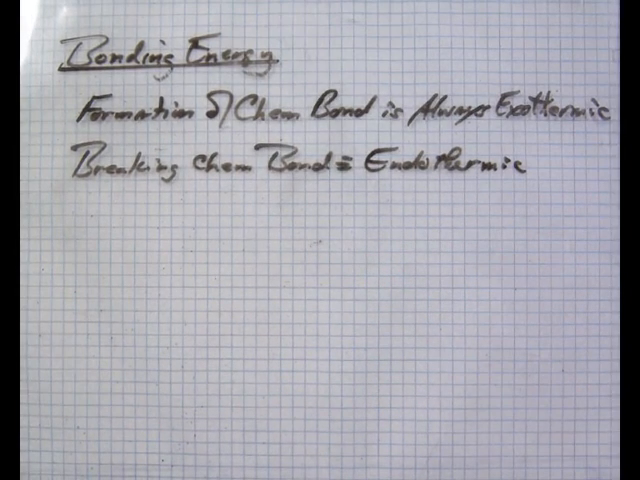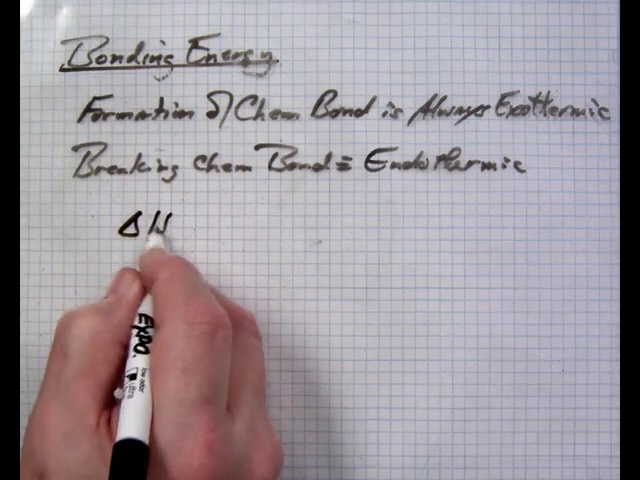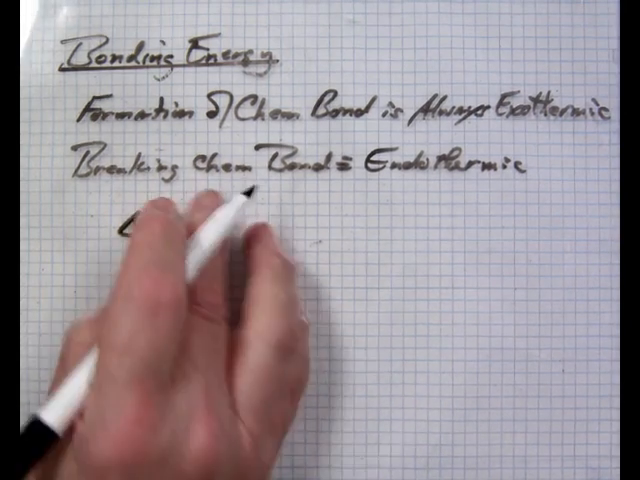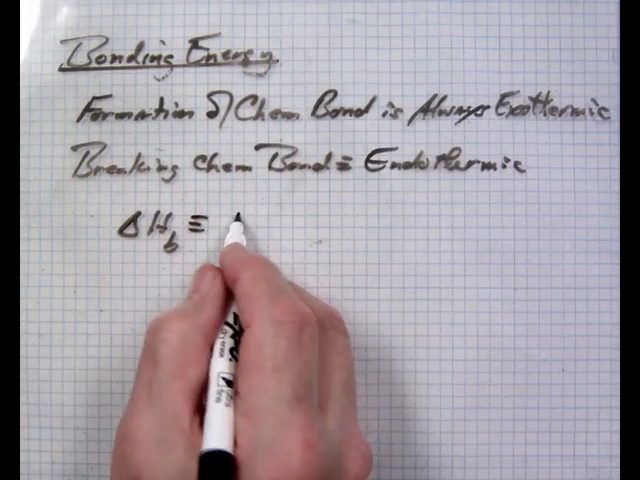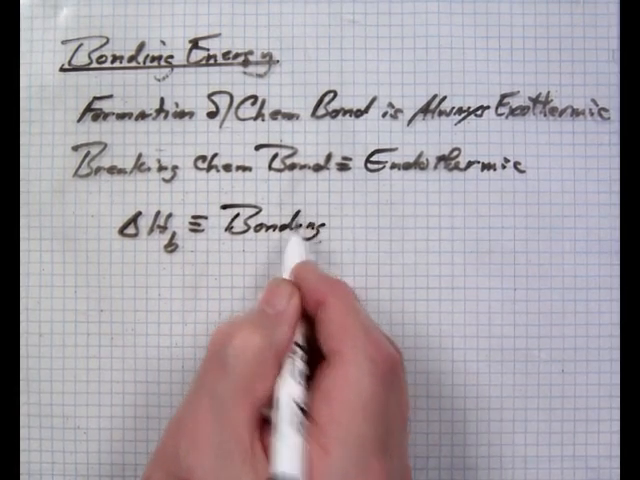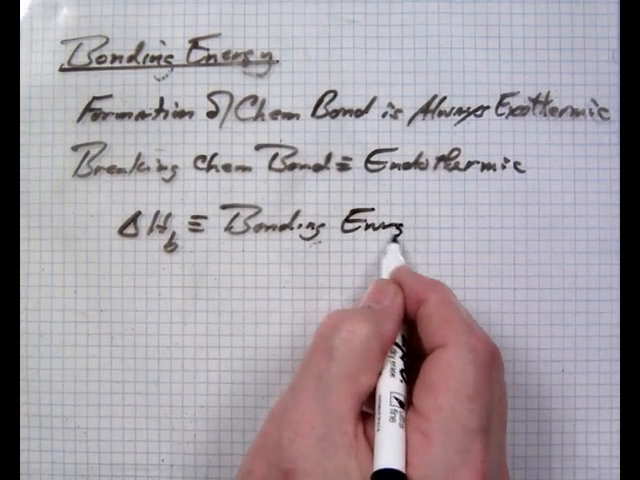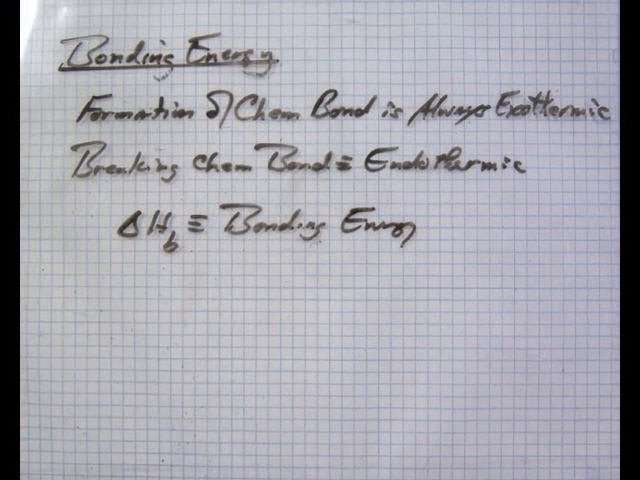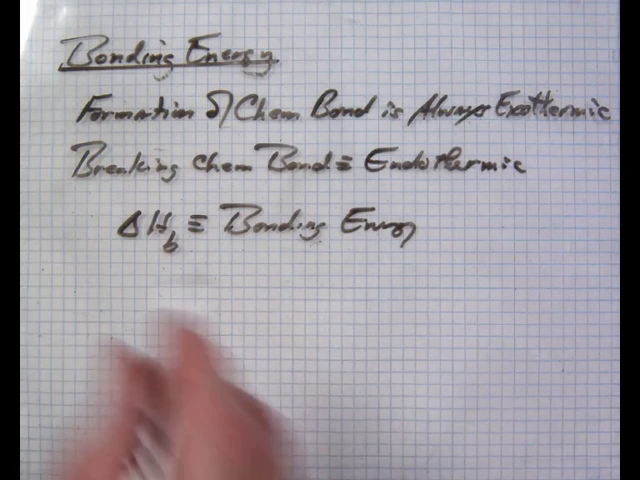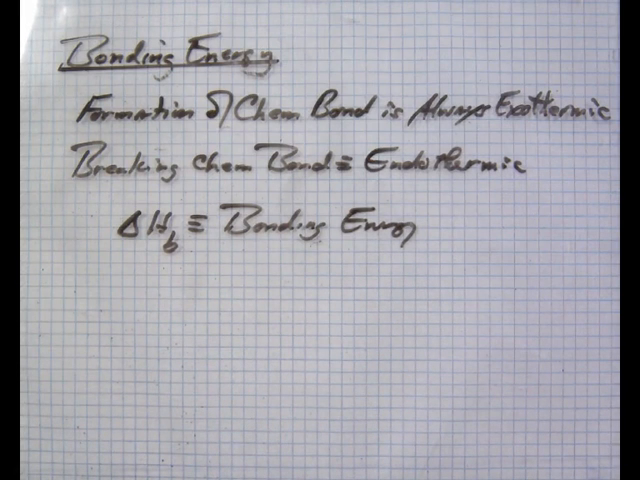The amount of energy liberated on formation is called the bonding energy. The delta HB is the bonding energy. That's all the energy. If you're going to break that system up, you have to put in the same amount of energy to break the bond. So the bonding energy is equal to whatever amount you need to break the bond.